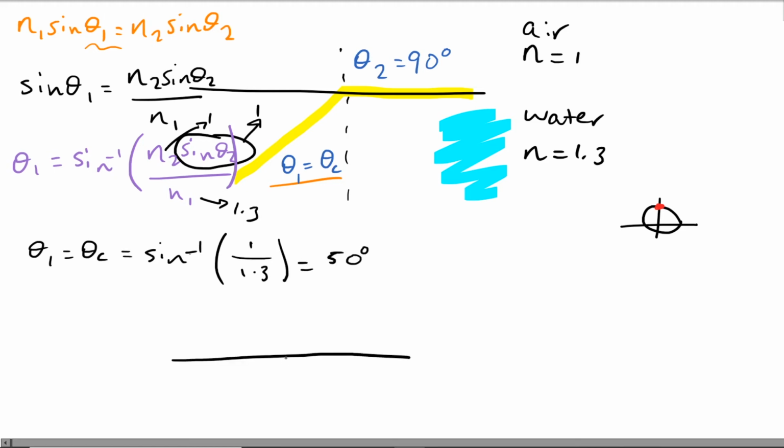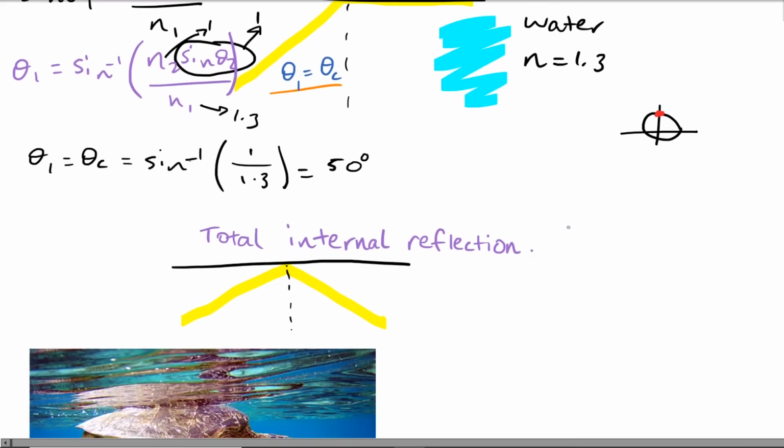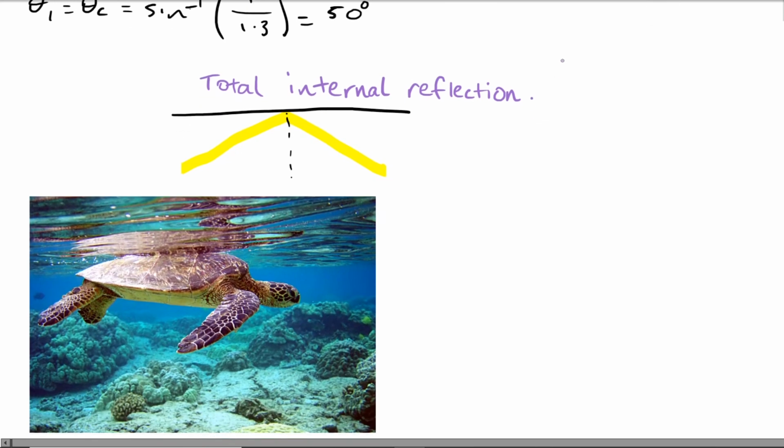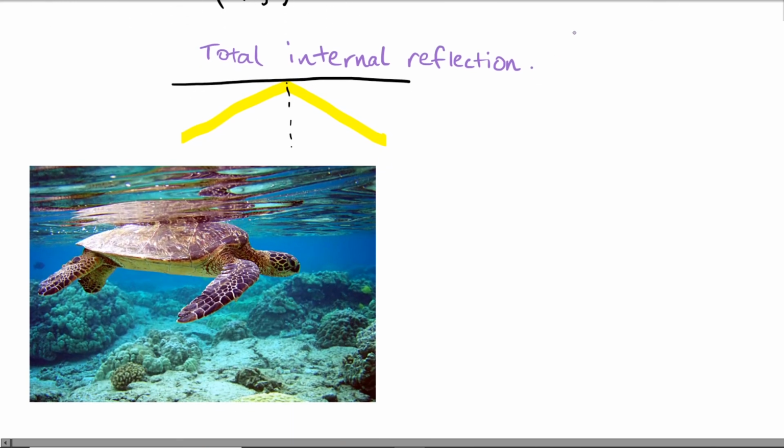If we use the exact same setup now, but we increase the angle of incidence to over 50 degrees, something really interesting occurs. And the light is completely reflected. It doesn't cross the boundary. And we call this phenomenon total internal reflection. So if you're ever lucky enough to go swimming with a turtle, you can say, wow, I love physics. Look at this total internal reflection in action.